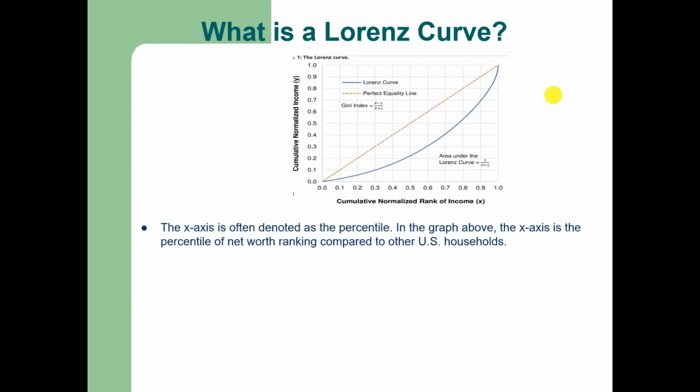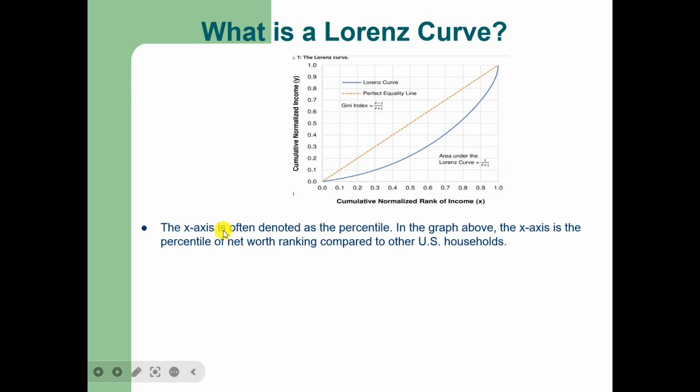This is an example of a Lorenz curve. This is the Lorenz curve, and this dashed line is the line of perfect equality. When the Gini coefficient is 0, then we have perfect equality. When the Gini coefficient is equal to 1, then we have perfect inequality, where all the income is owned by one person and the rest don't get anything.